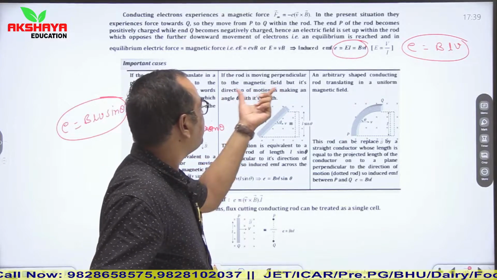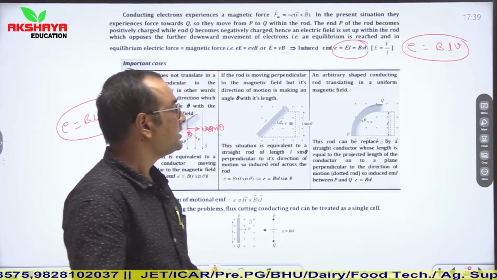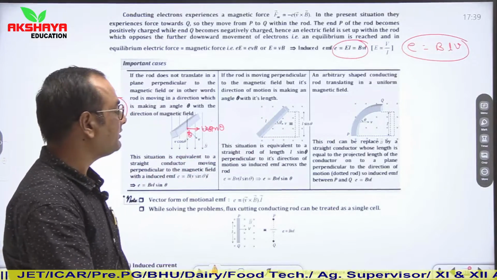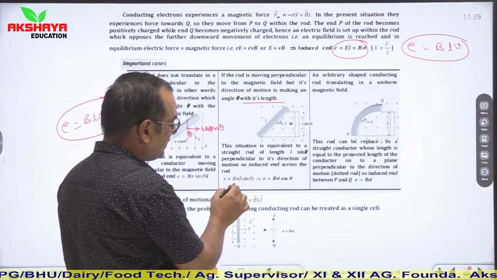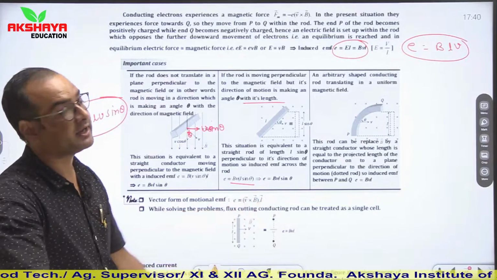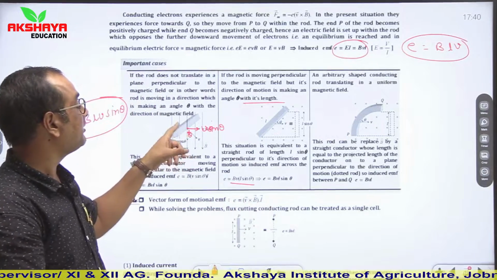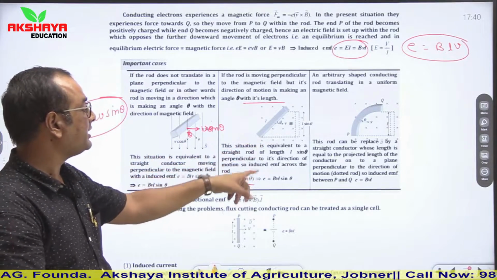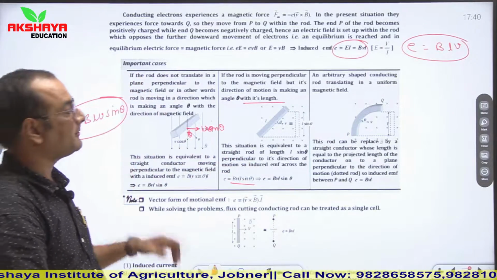If the rod is moving perpendicular to the magnetic field, but its direction of motion is making an angle theta with its length, then a component of length will be there, and again the concept will be the same, BLV sin theta. So either it travels with an angle theta with velocity v, or it travels with an angle theta with its length. In both the conditions, induced EMF will be BLV sin theta.